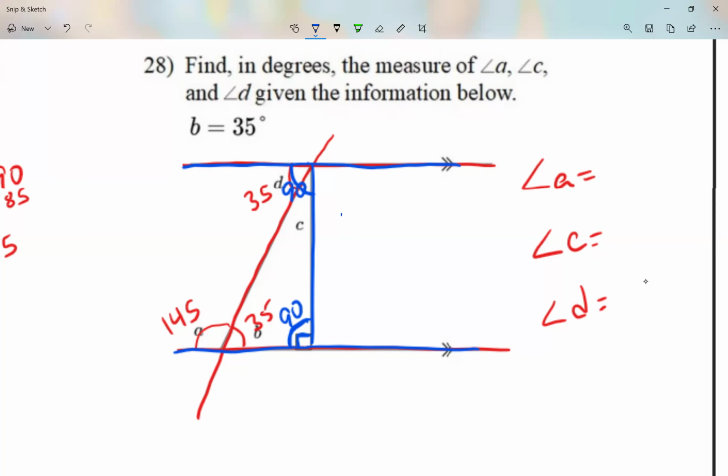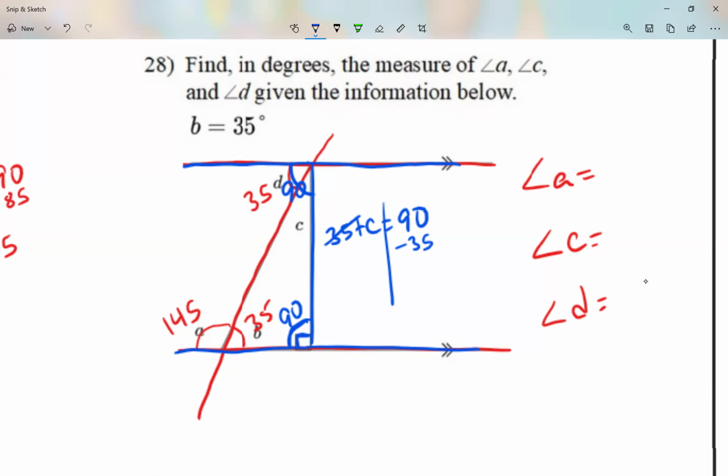So I'm gonna say angle D plus angle C is equal to 90. But I already know that angle D is 35. So let me erase my D and let me write 35. So 35 plus C is equal to 90. My 35, let me move it over as a minus 35, right? I separated my sides with the equal sign. So C equals 90 minus 35. That happens to be 55. So this angle is 55 degrees.